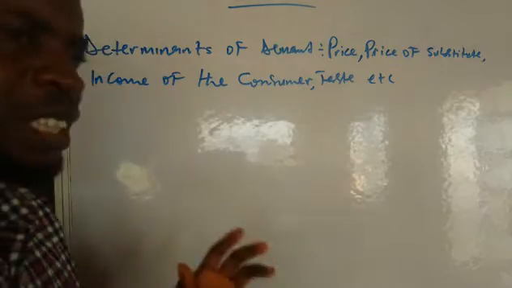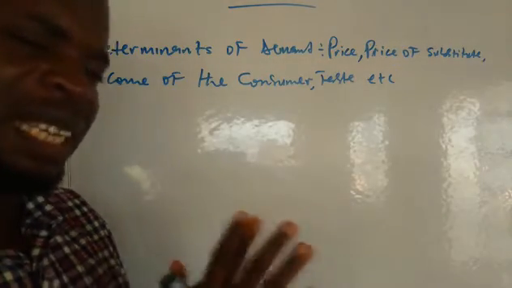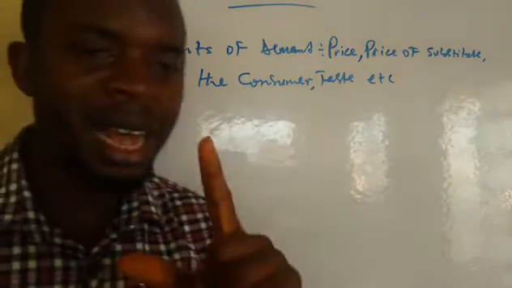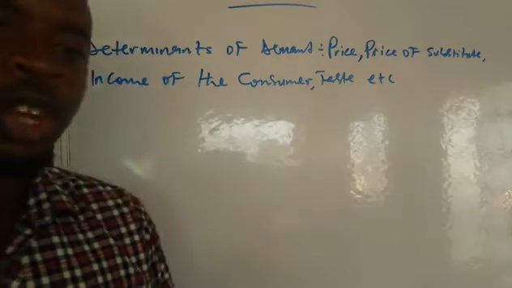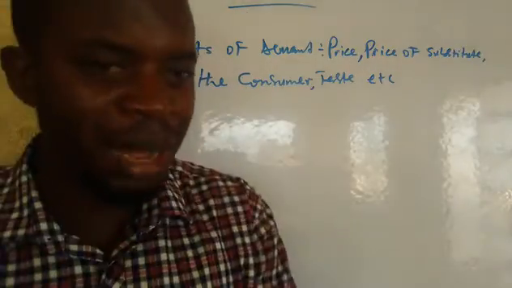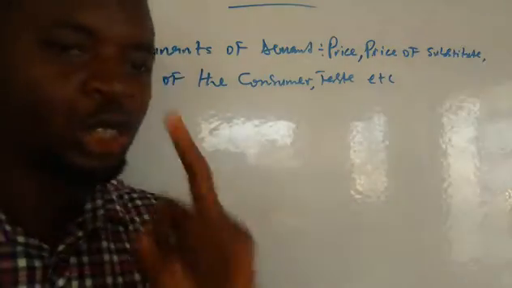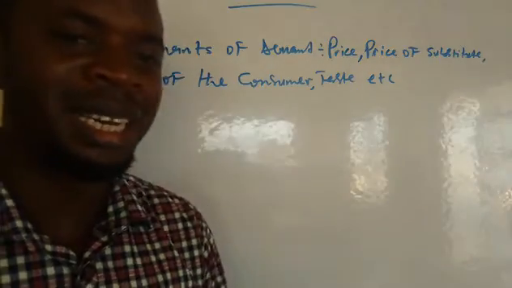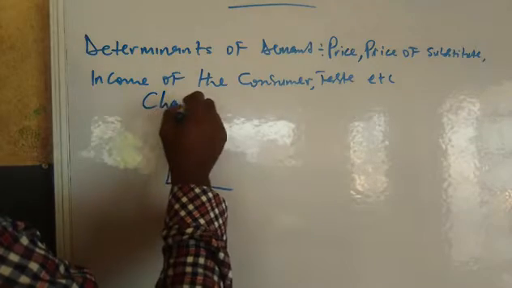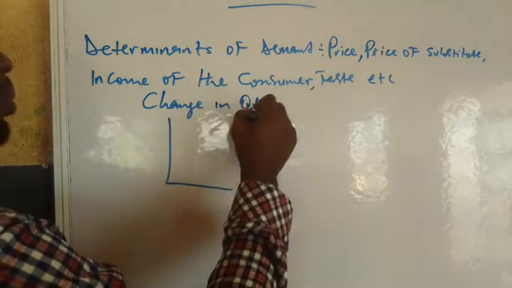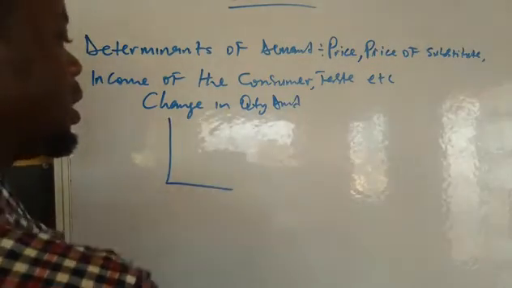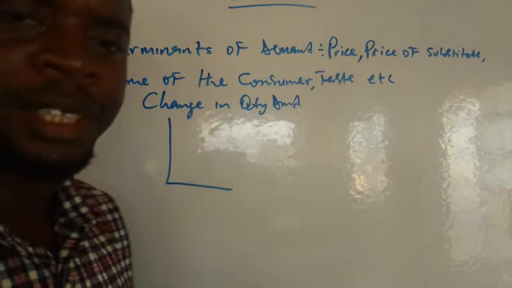Now, it is not just the meaning of determinants of demand per se that you have to know. How does it work? As WAEC and JAMB set the questions, they will connect it. I'm telling you now, they connect it with change in quantity demanded and change in demand most times. It means that you need to understand the concept of change in quantity demanded and change in demand. Like this now. What is change in quantity demanded?